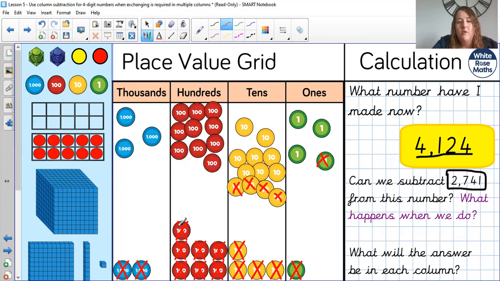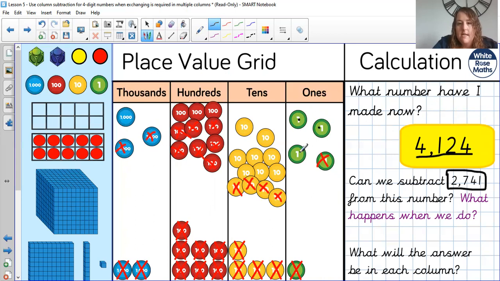So I've got my 10 hundreds and I need to take away 7 of them. 1, 2, 3, 4, 5, 6, 7. And finally, now I've got 3 thousands left and I need to take away 2 of them. 1 and 2. Okay, let's see what answer we have left then.